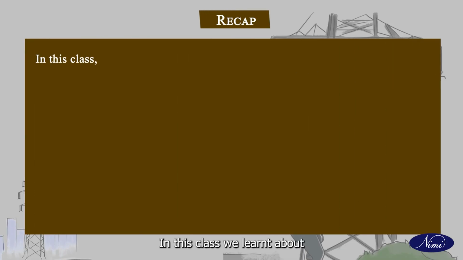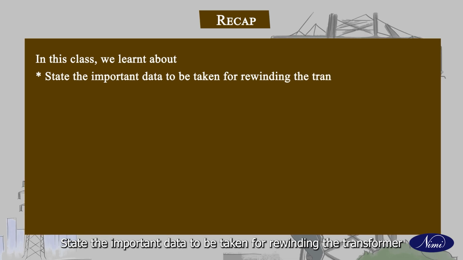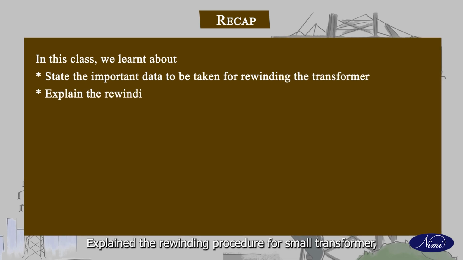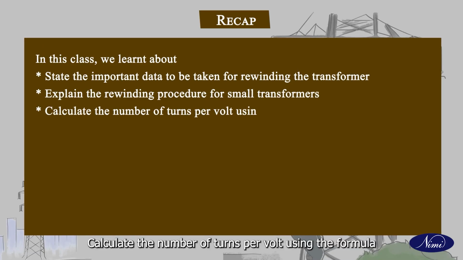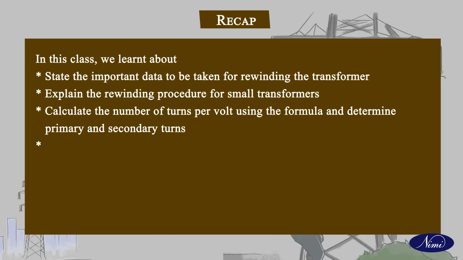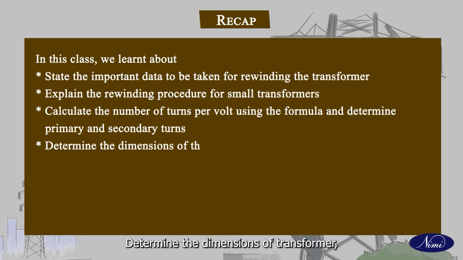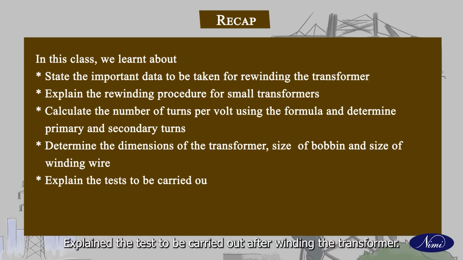In this class, we learnt to state the important data to be taken for rewinding the transformer, explain the rewinding procedure for small transformer, calculate the number of turns per volt using the formula and determine the primary and secondary turns, determine the dimensions of transformer, size of bobbins and size of winding wire. Explain the tests to be carried out after winding the transformer.